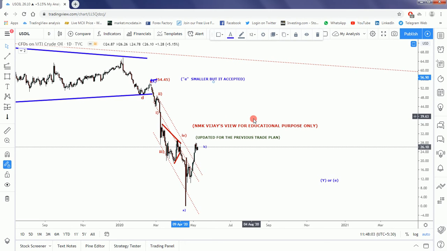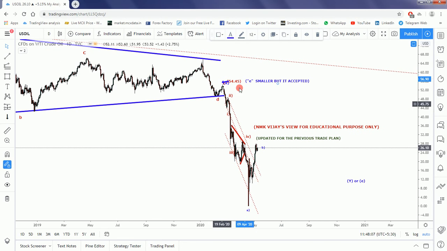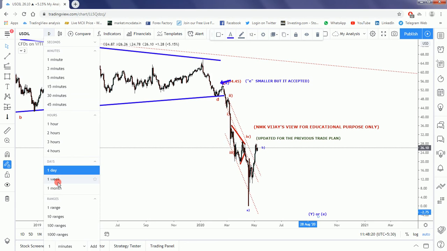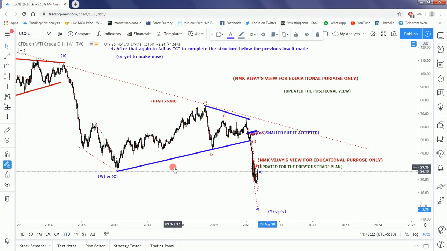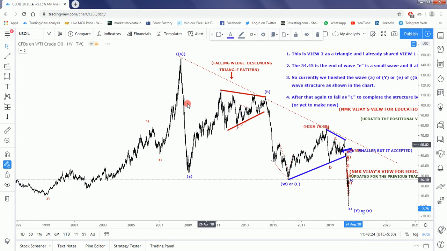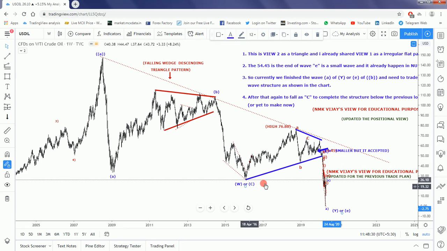So we ended here as an X wave. So we are in A wave. After the B is the completion for that Y, or E, for that falling wedge triangle here. Here is A, B, C, D. So E is not yet completed. Here it's a W, A, X. So C, D is here. For E, we need a three-wave structure.